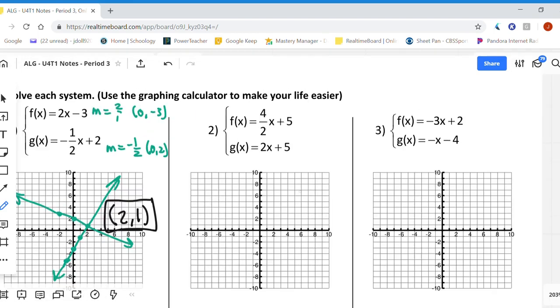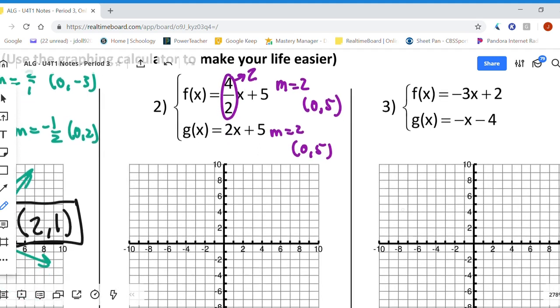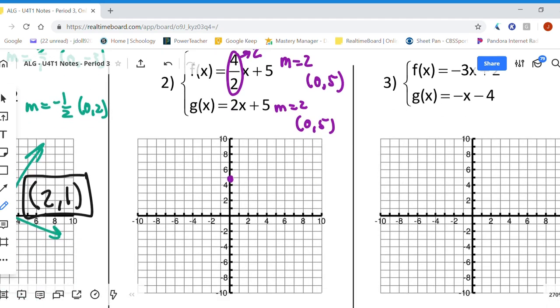So let's take a look at number 2. I'll admit it, we're trying to trick you a little bit with that fraction. 4 over 2 is not a simplified slope. If we simplify 4 over 2, that simplifies to 2. So that means f of x has a slope of 2 and a y-intercept of 0, 5, and g of x has a slope of 2 and a y-intercept of 0, 5. So if I go to 0, 5 and go up 2 and right 1, down 2 and left 1, I'm going to get this purple line.